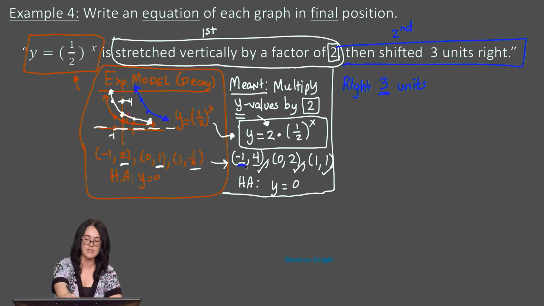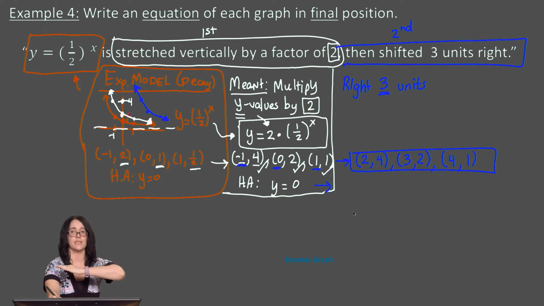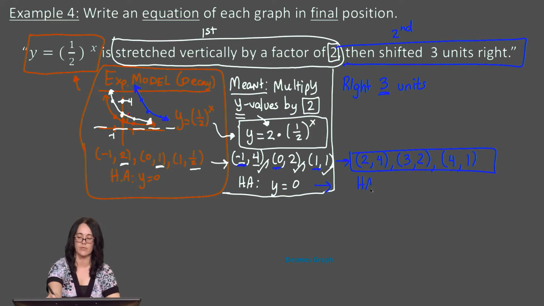That would mean that the x values are increasing by 3, aren't they? So our point should be -1 plus 3 is 2 at the output 4. 0 plus 3 is 3 at the output 2. And 1 plus 3 is 4 at the output 1. Those should be my new points after this transformation to the right. Also, my horizontal asymptote is a y value, so changing the x's shouldn't change a horizontal asymptote. So that should stay at 0, at y equals 0.